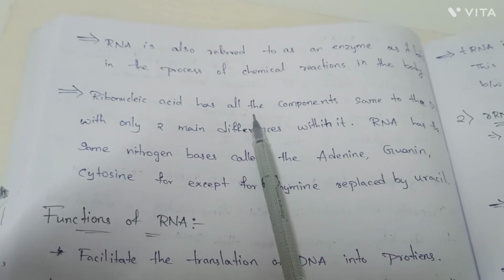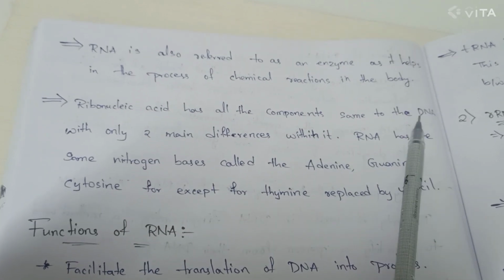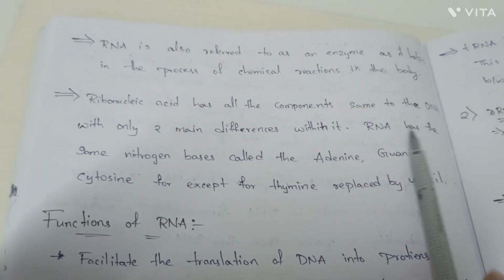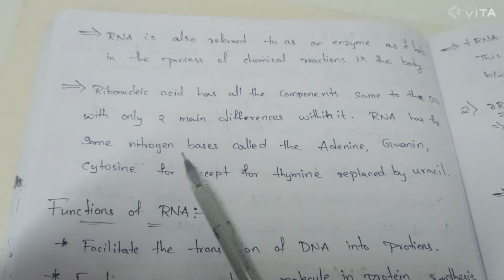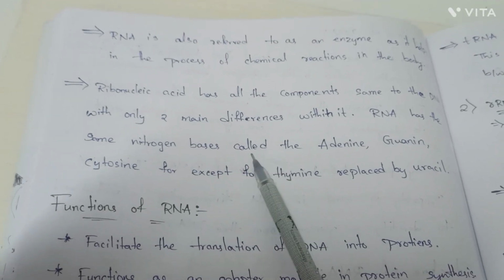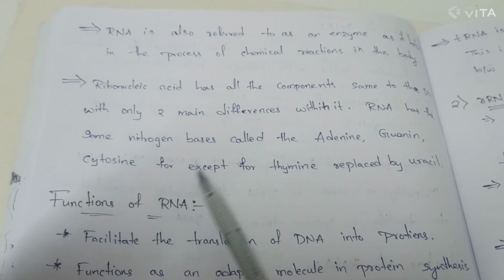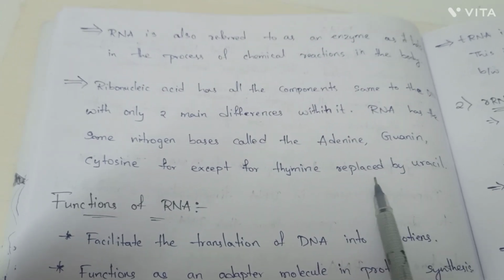Ribonucleic acid has all the components same as the DNA with only two main differences. RNA has the same nitrogenous bases, adenine, guanine, and cytosine, except the thymine is replaced by uracil.